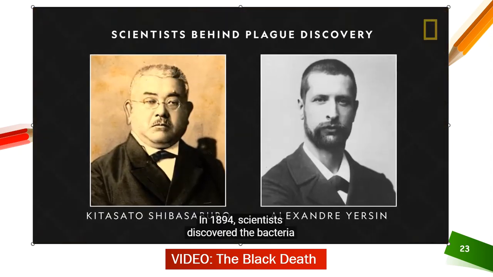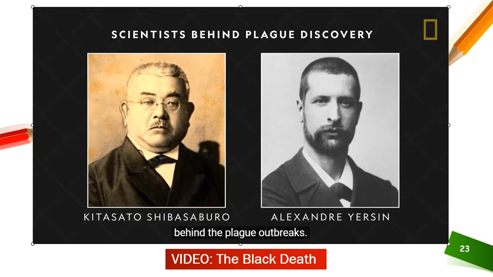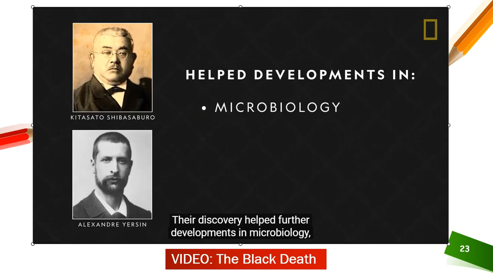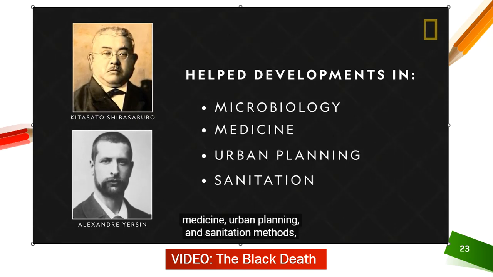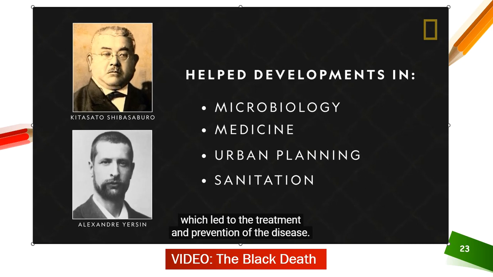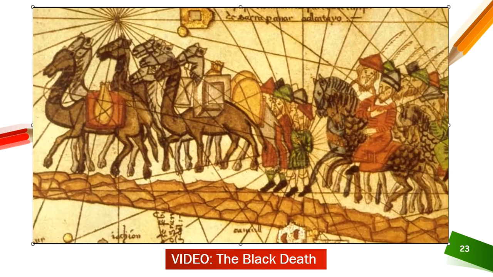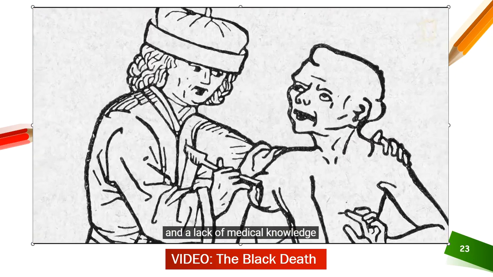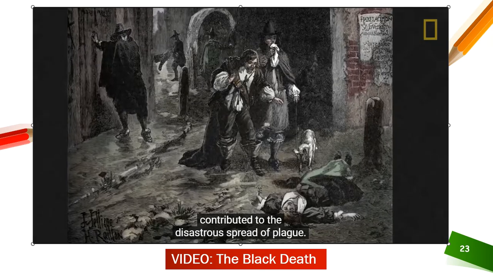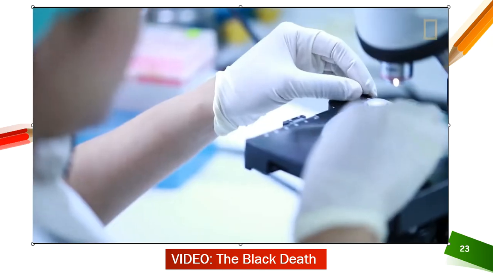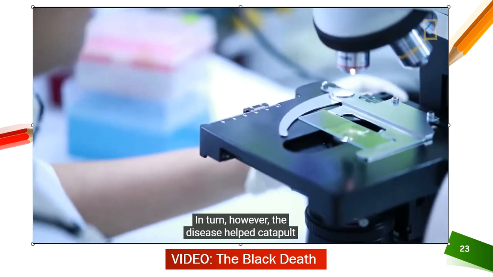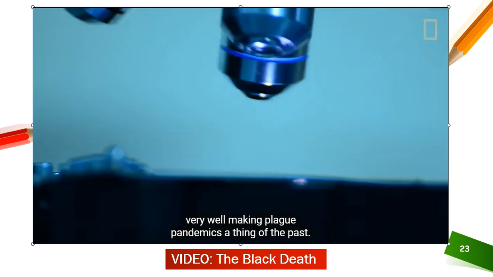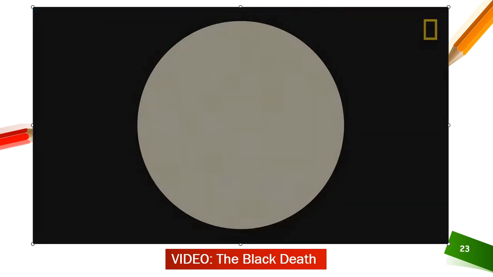In 1894, scientists discovered the bacteria behind the plague outbreaks. Their discovery helped further developments in microbiology, medicine, urban planning, and sanitation methods, which led to the treatment and prevention of the disease. Economic expansion, urbanization, and a lack of medical knowledge contributed to the disastrous spread of plague. In turn, however, the disease helped catapult crucial advancements in science and public health, very well making plague pandemics a thing of the past.